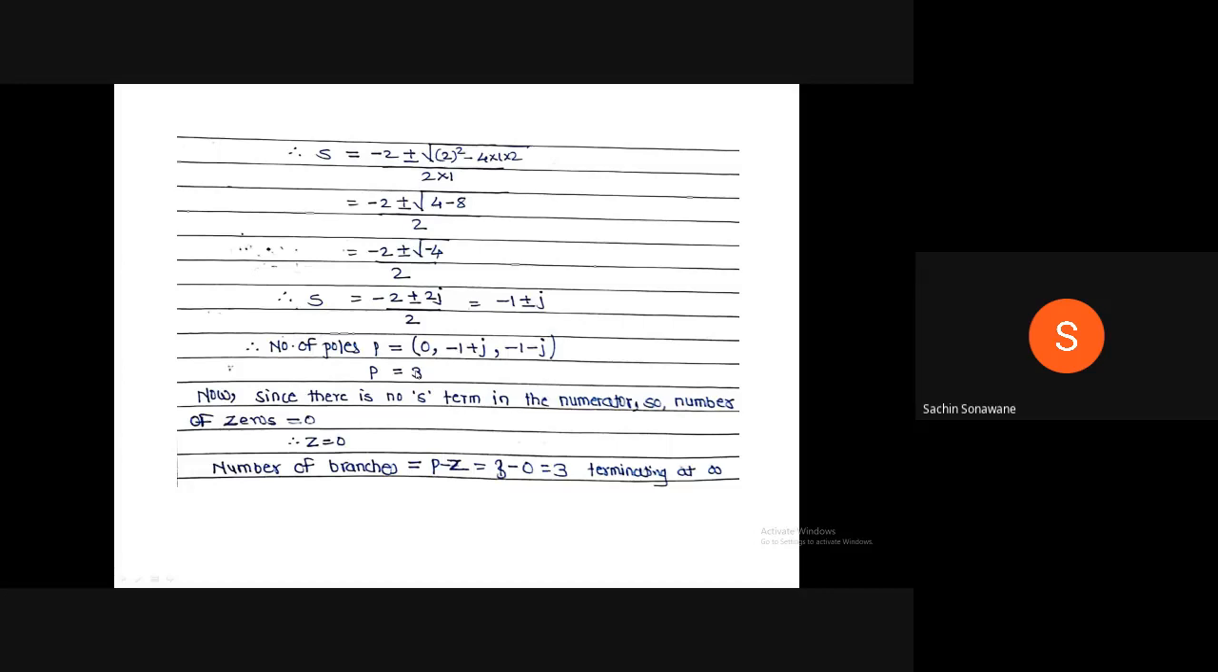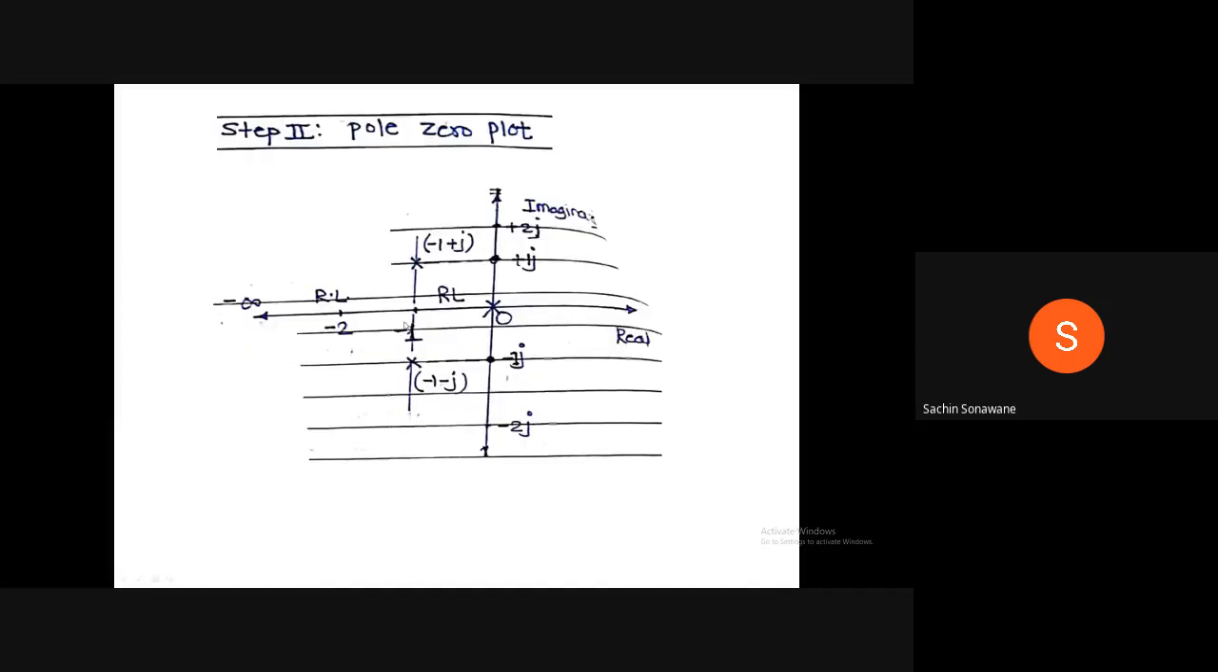Now, since there is no s term in the numerator, the number of zeros z is equal to 0. Therefore, number of branches is equal to p minus z, which is 3 minus 0 is equal to 3, terminating at infinity. Therefore, we will locate step 2. We will plot the poles and find out root locus region and no root locus region. First pole is 0.